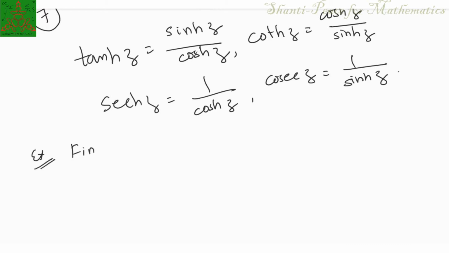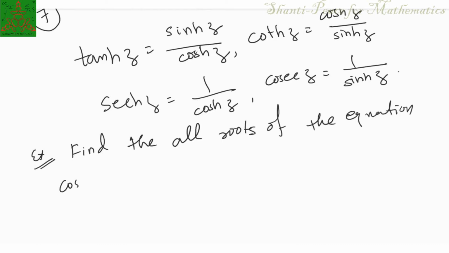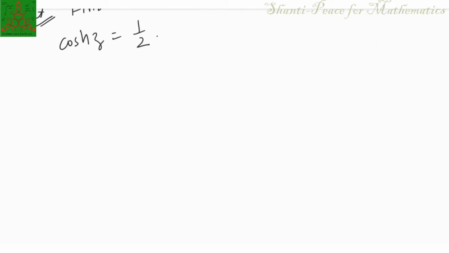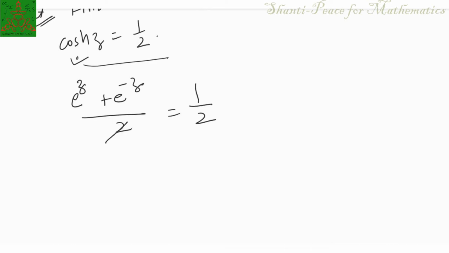Find all the roots of the equation cos hyperbolic of z is equal to 1 by 2. So here, you just start by putting the value of cos hyperbolic of z. As per the formula, it is (e power z plus e power minus z) by 2 equal to 1 by 2. This 2 will cancel out, so you will have e power z plus e power minus z equal to 1.